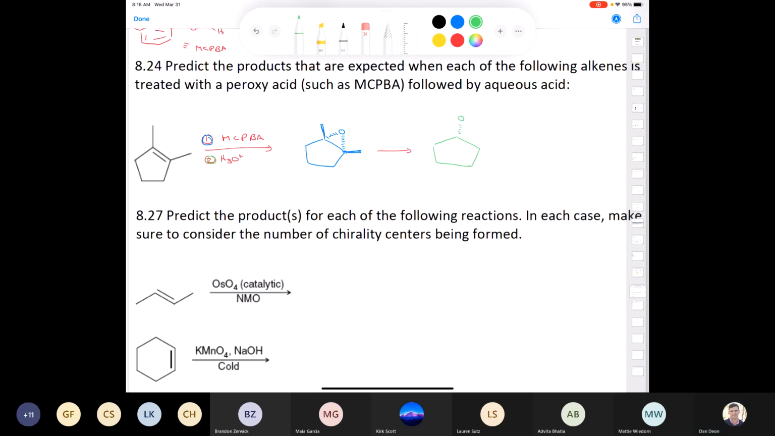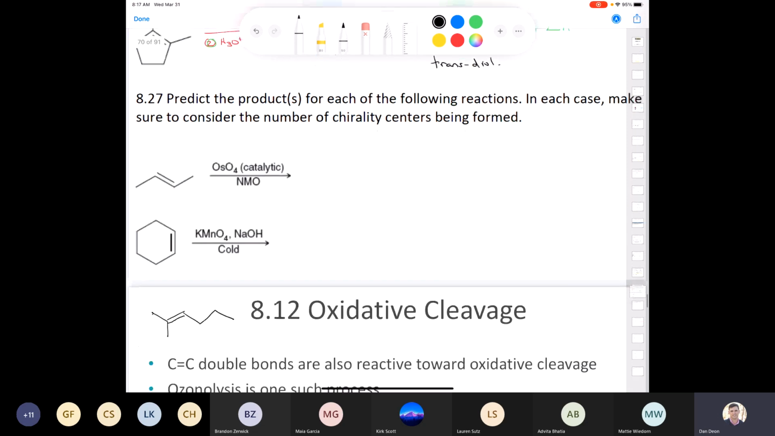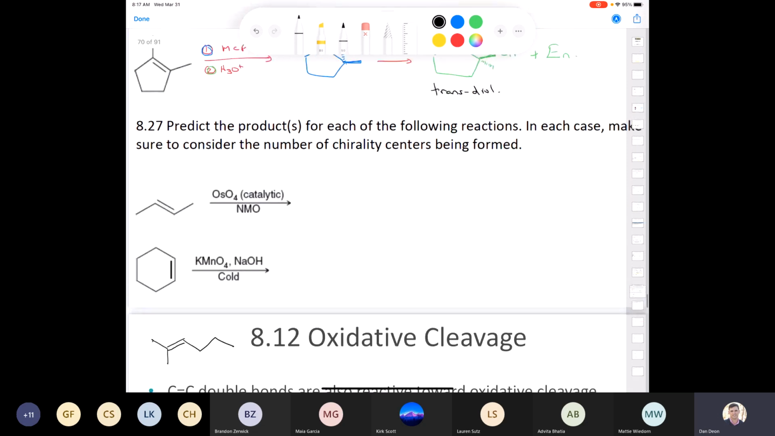So one hydroxyl is going to be pointing down and the other one is going to be pointing up like this. So you end up with a molecule that looks like this. So you would end up with this molecule plus its enantiomer. So this is an anti-dihydroxylation, right? And we end up with a trans diol like that.